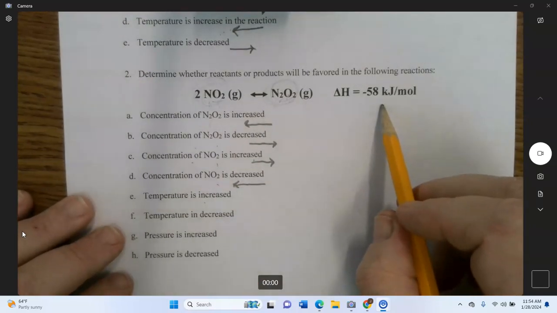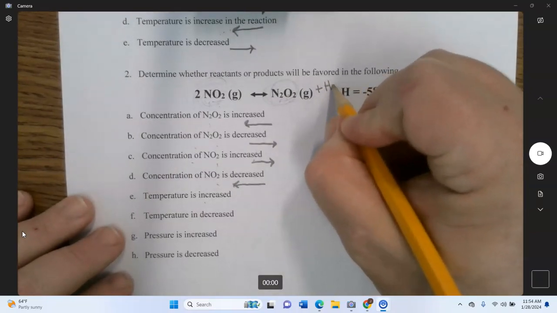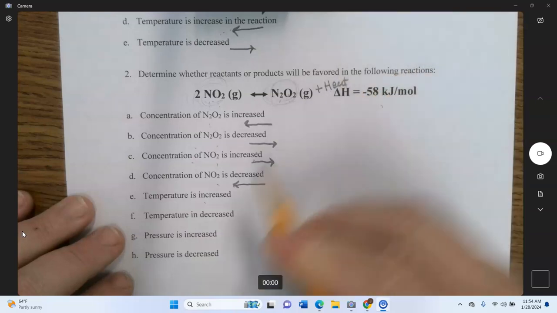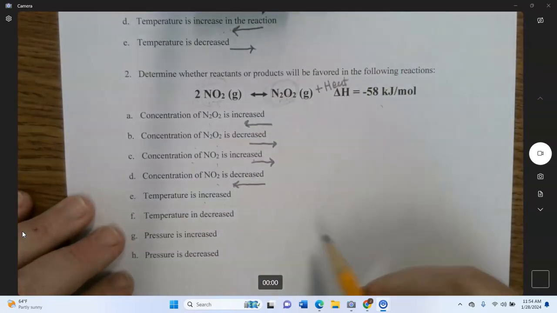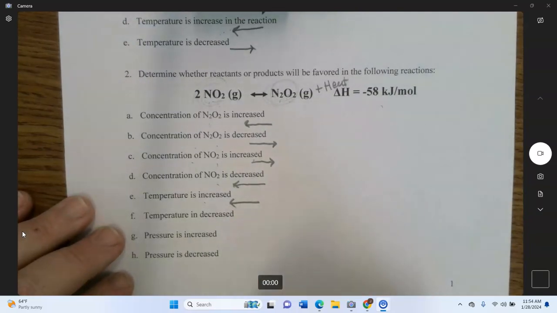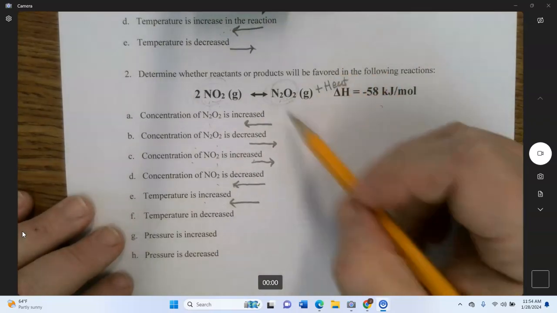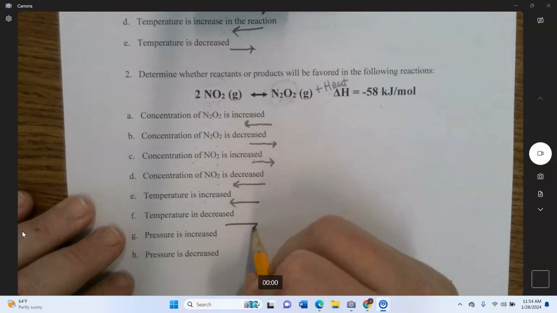Again, it's an exothermic reaction, so it wants to give off heat. You can write that right here, plus heat. Okay, so if you increase the temperature outside, it's going to be harder for the heat to get out, so that is going to favor reactants. It's going to push it back. If the temperature is decreased, then the room becomes colder. It's easier for the heat to get out, so that's going to favor products.